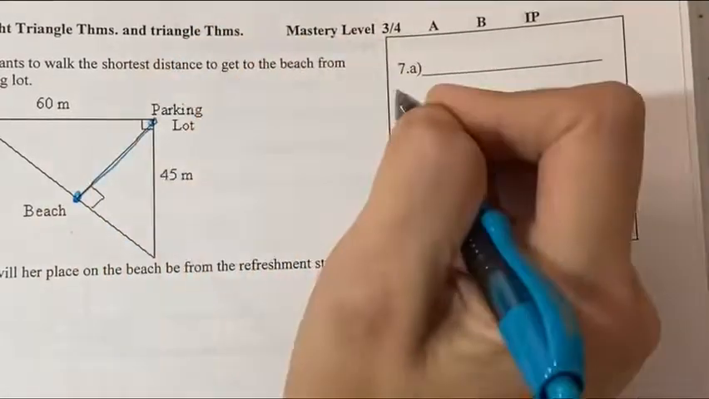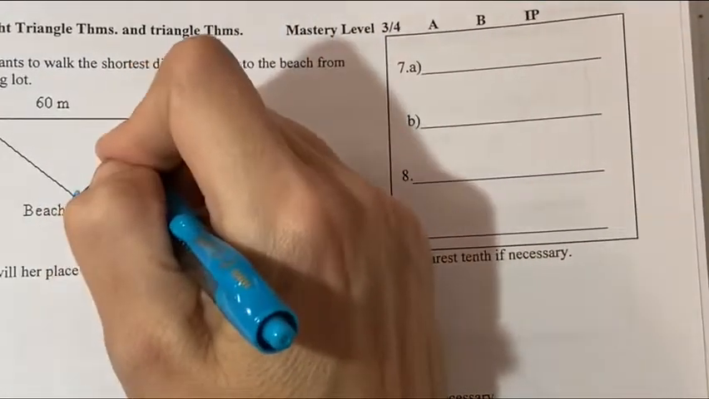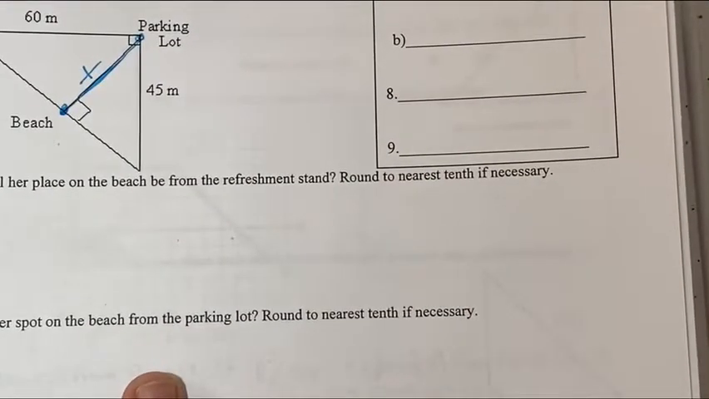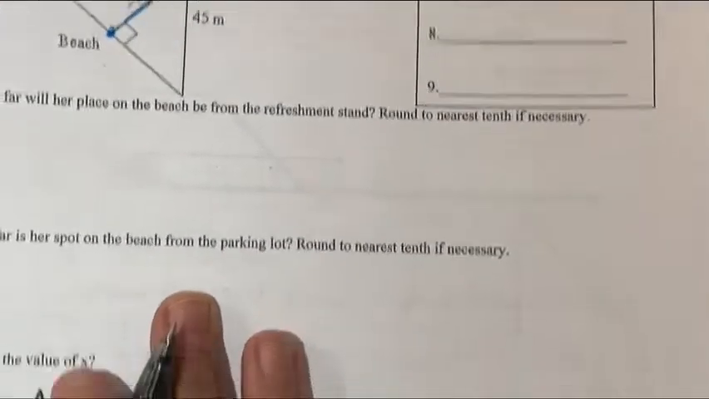Caitlin wants to walk the shortest distance to get from the beach to the parking lot. So this is called our geometric mean, and we usually like to call that x. Sometimes we have to solve for it first to solve other stuff. So let's take a look.